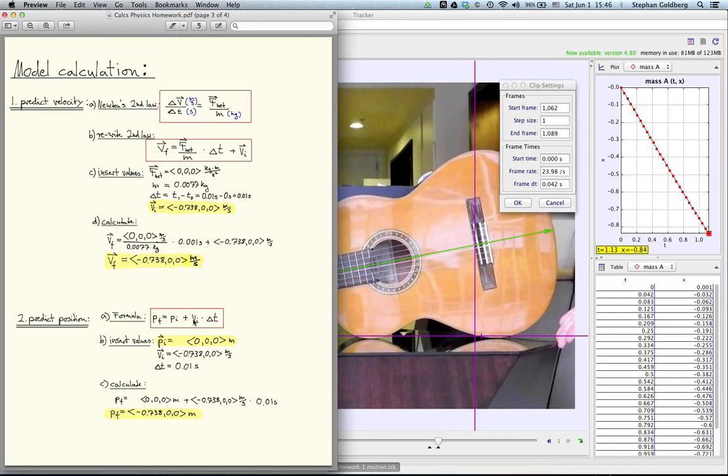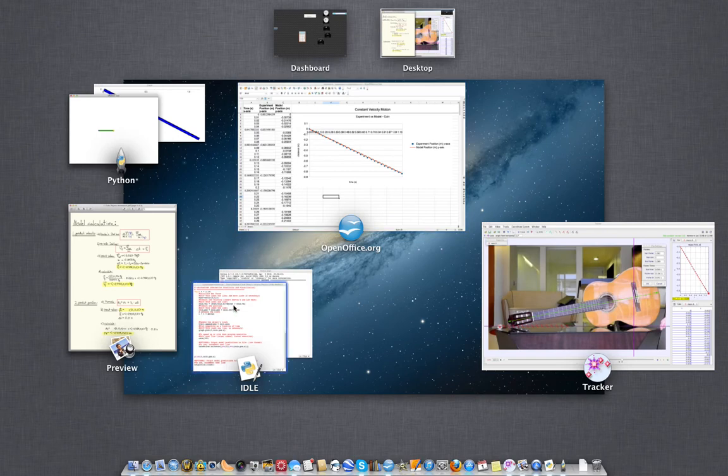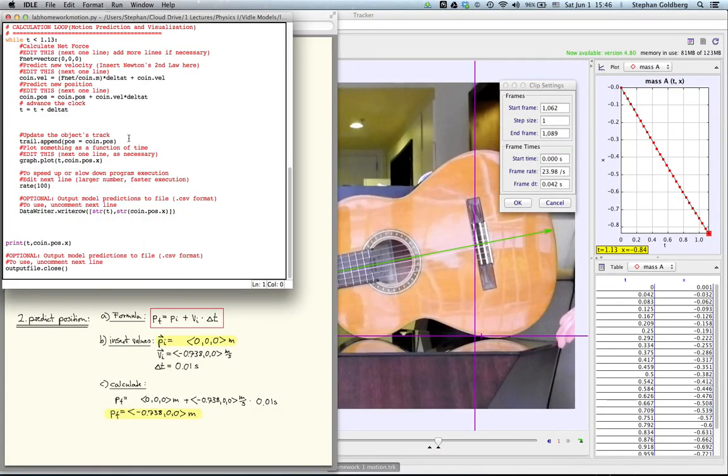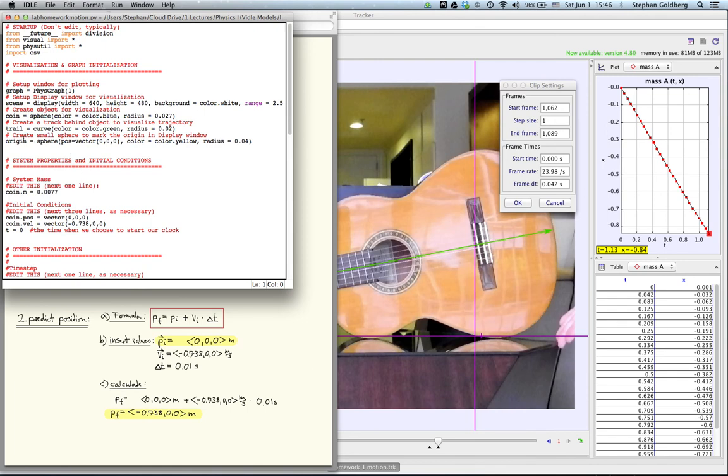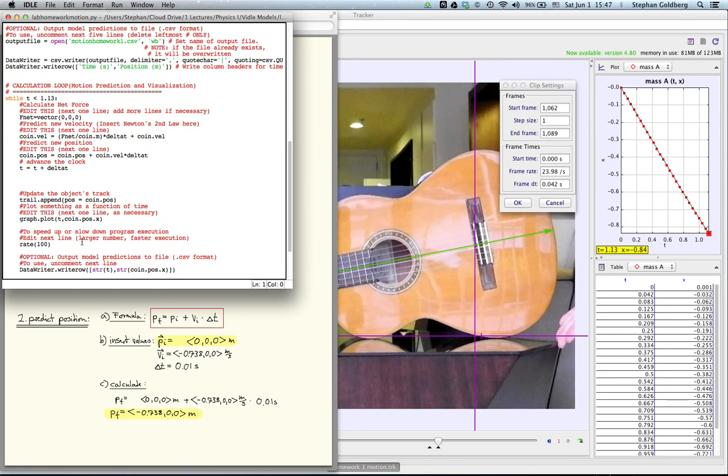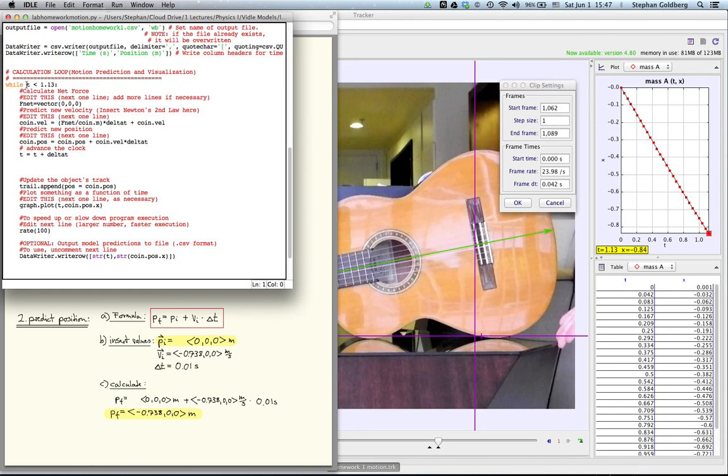So we take this data and plug it into the Python program. The values are set to represent the values in the experiment for the coin's initial position, velocity, mass, and down here we have the calculation. The program will calculate until 1.13 seconds, assuming a net force vector of 0, and here's Newton's second law together with the coin's position prediction formula.